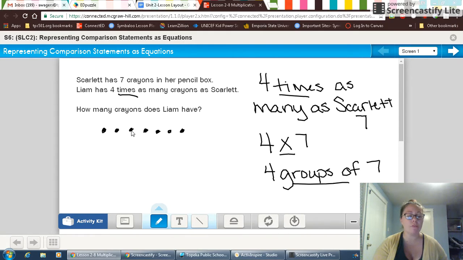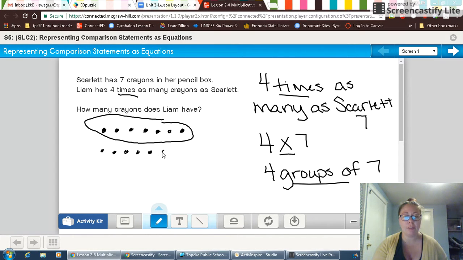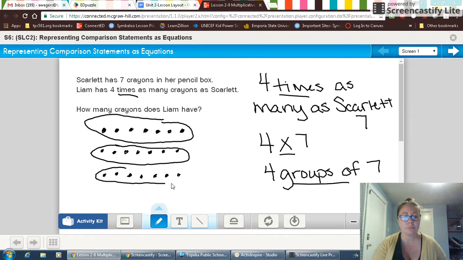So I'm just going to make 4 groups of 7. So here I have 1 group of 7. I'm going to put a circle around it to make it a group. I'm going to do 7 more. 2, 3, 4, 5, 6, 7. Circle it to make it a group. There's 2 groups of 7. Third group. 3, 4, 5, 6, 7. And my 4th group. 1, 2, 3, 4, 5, 6, and 7. Oops, lost my pen. Here we go.